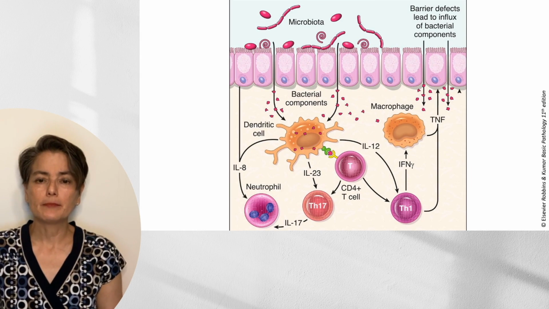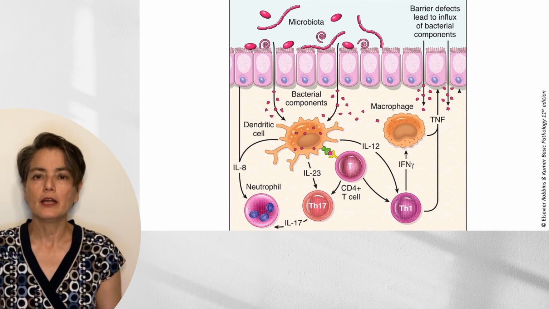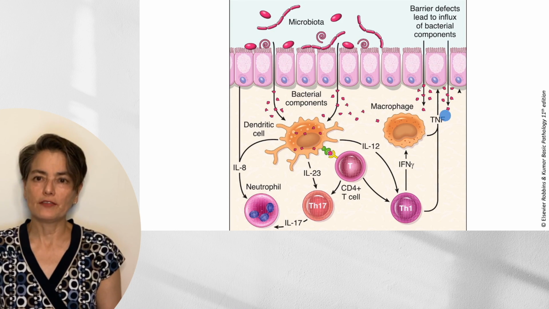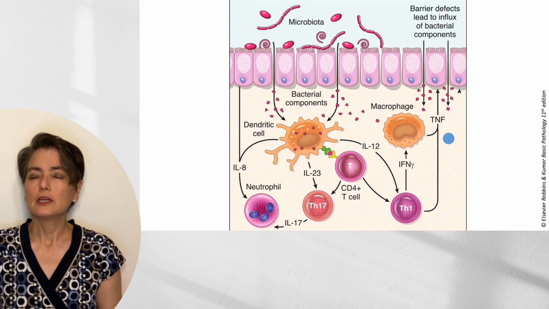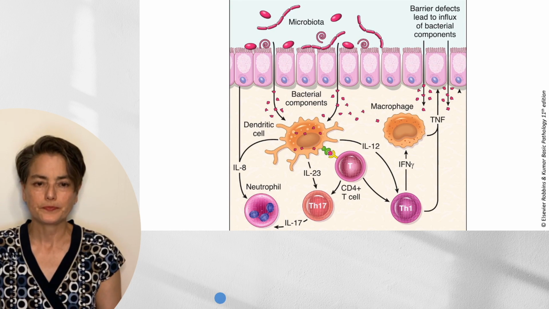Okay, so here is our image again from Robbins and Kumar, Basic Pathology, 11th edition, which puts it all together: our microbiome, which comes through here, the bacterial components scooped up, the cytokines we discussed before. And keep in mind that as we get injury to this epithelium, that's going to increase the influx of bacterial components. So the ulceration and denudation that you're going to see histologically are increasing the opportunity for these bacteria to get into the lamina propria.